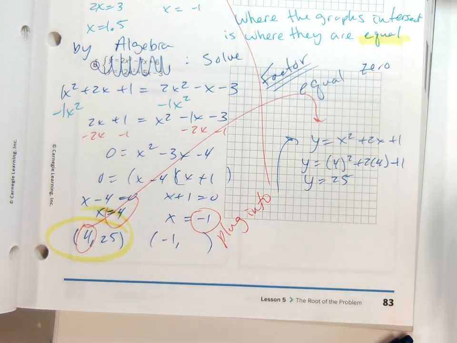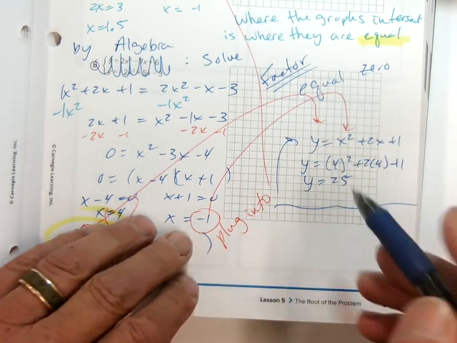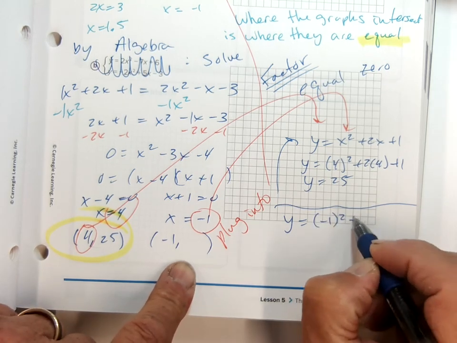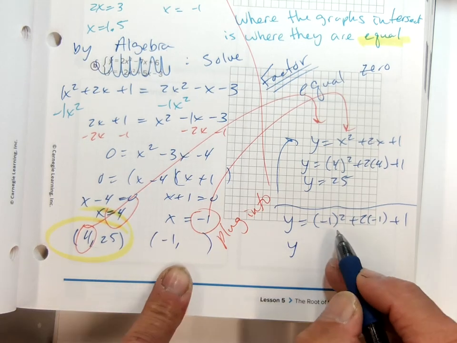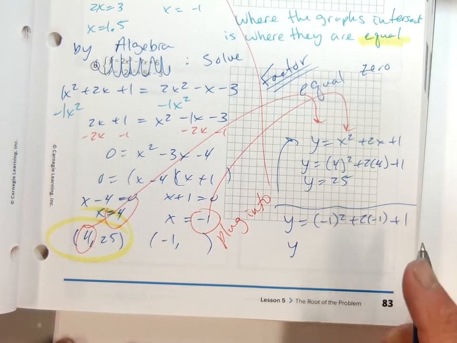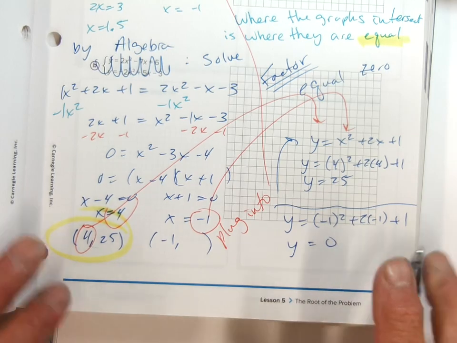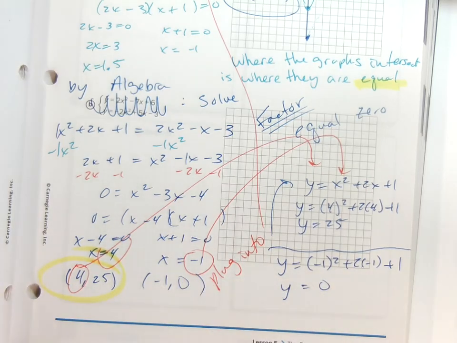Let's take negative 1 and plug it in. y equals negative 1 squared plus 2 times negative 1 plus 1. Let's see, I got 1 minus 2 plus 1. We're going to get 2 minus 2, which is 0. So (-1, 0). What do you know? It is 0.